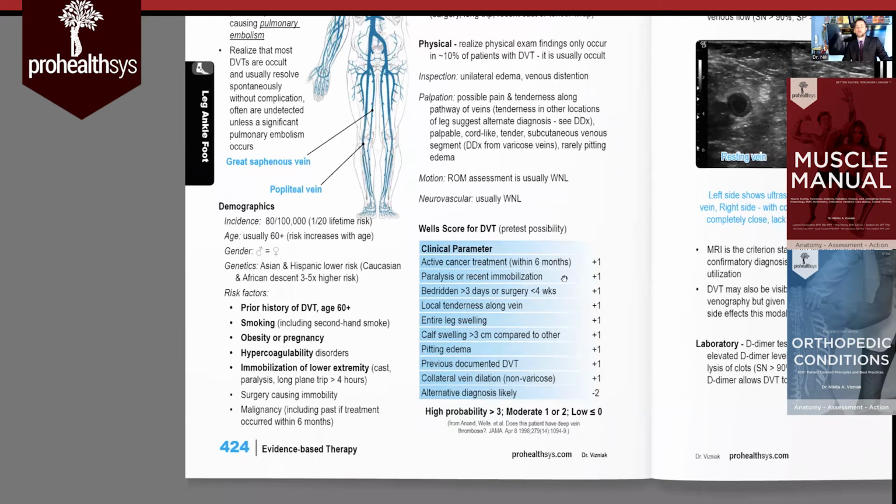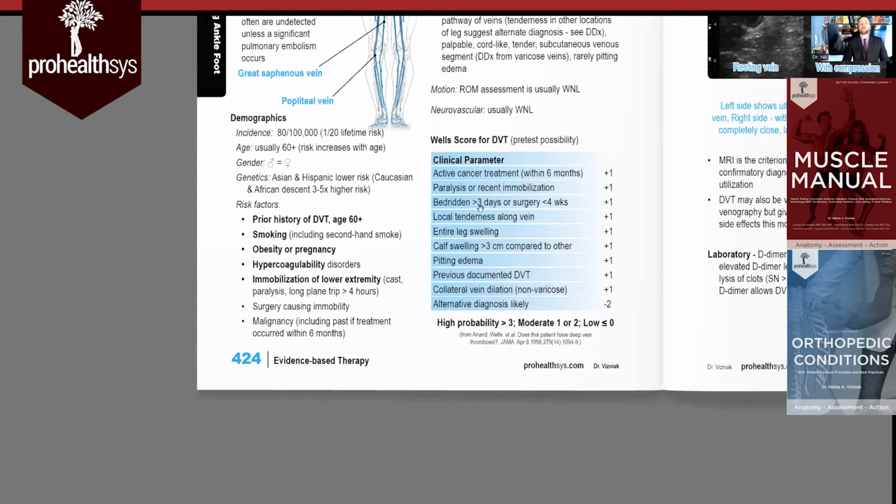But this Wells score is what you should pay attention to. Active cancer treatment within 6 months counts for a point. Paralysis or recent immobilization is another point. Have you been bedridden for more than 3 days or had surgery less than 4 weeks ago? There may be clot formation as part of that scar tissue development there as well. Local tenderness along a venous pathway, so a linear line usually running inferior to superior. Is the entire leg swollen? Is your calf swelling 3 centimeters greater on one side compared to the other? Do you have pitting edema? Have you had a previous deep vein thrombosis? Do you have collateral vein dilation, non-varicose?